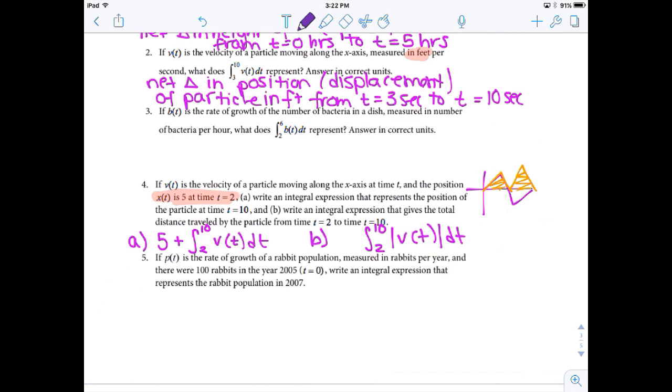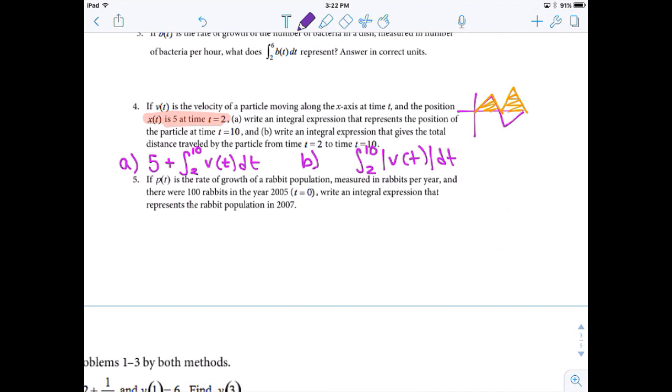Okay, last one. P of t is the rate of growth of the rabbit population measured in rabbits per year, and there are 100 rabbits in 2005. Write an integral expression representing the rabbit population. So it's important here that it notes that 2005 is year 0. So I would be looking for the net change between 0 and 2 years later, 2007, of P of t dt. And I do have an initial population. It was 100, so that would be your initial.